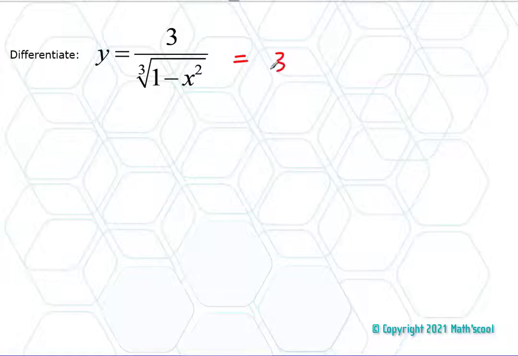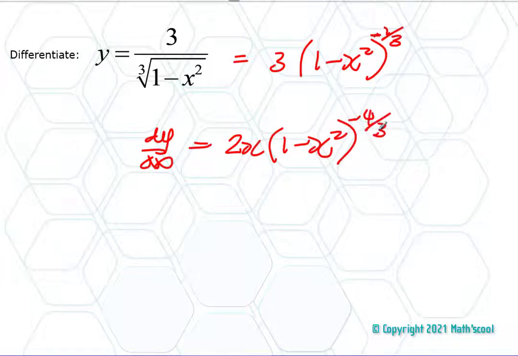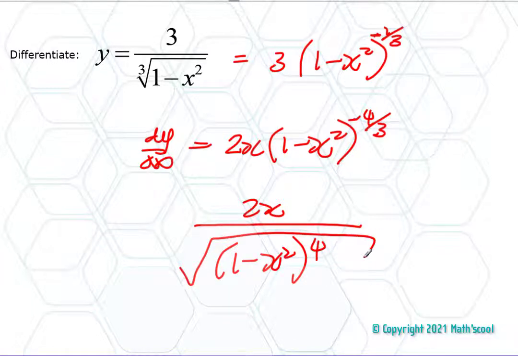So that's going to be 3 1 minus x squared to the power a third minus a third. So I have to push that up. And so dy by dx is going to be the minus a third times a 3 gives me minus 1 times the minus 2x, which is the differential of that, gives me 2x brackets 1 minus x squared to the knock 1 off the power minus 4 over 3, which gives me 2x over 1 minus x squared to the power 4 cube rooted.